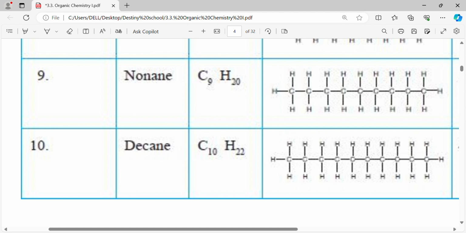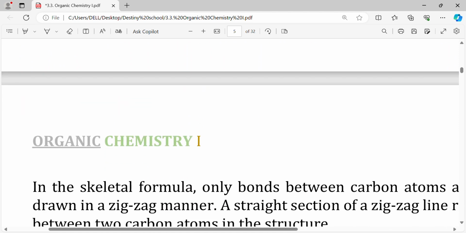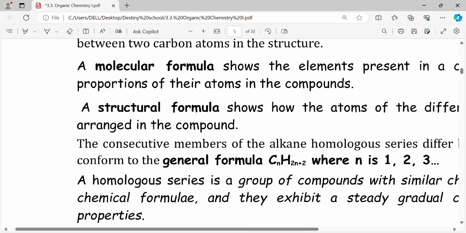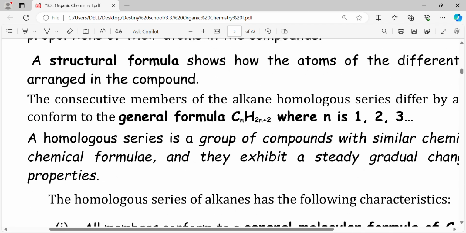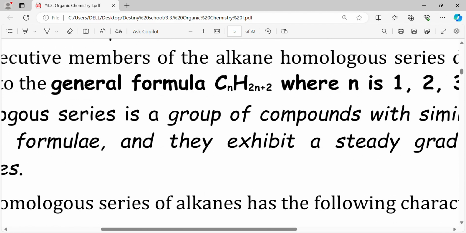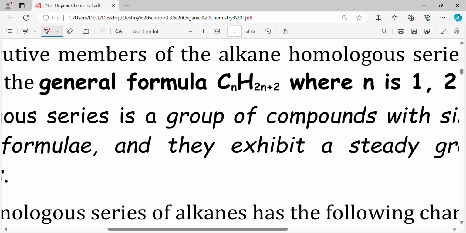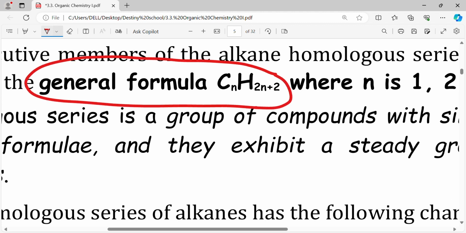Then you now ensure that the concept of four bonds around carbon is met throughout. So this is the general formula for alkanes. The general formula for alkanes is CnH2n+2.